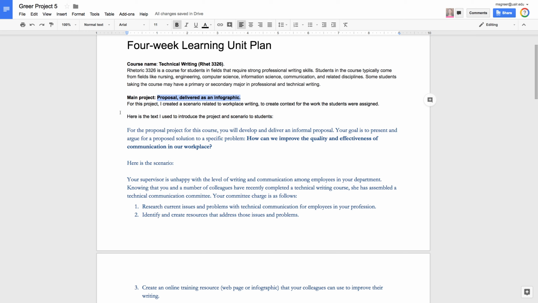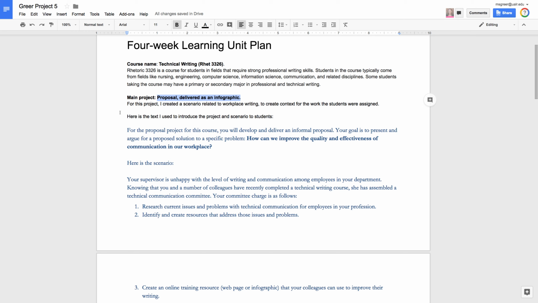There are two added degrees of difficulty with this project. Number one is that it's not just a written proposal, it's a proposal in the form of an infographic. So the students are writing a multimodal project themselves, as are your students. So it has multimodality built into it. And the second added layer of challenge is that it's a group project, not an individual project. I had assigned the students in groups of 4 to work together. So they have to do a proposal as an infographic, working as a group. So there's a lot of moving parts with this project.